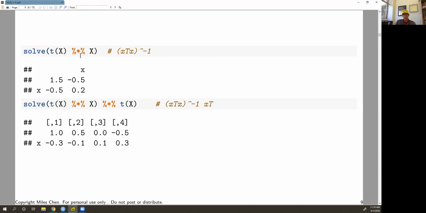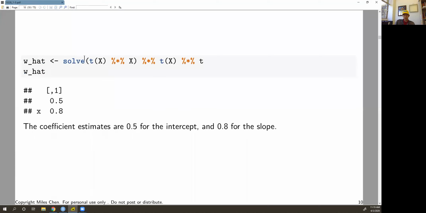So the inverse of the 2 by 2 matrix X transpose X is going to be this 2 by 2 matrix. And then the next thing I'm going to do is multiply X transpose X inverse by X transpose. When I do that, I'm going to get a 2 by 4 matrix. And then lastly, if I do X transpose X inverse times X transpose times the values T, which is my column of actual observed values for T, this will give me W hat.